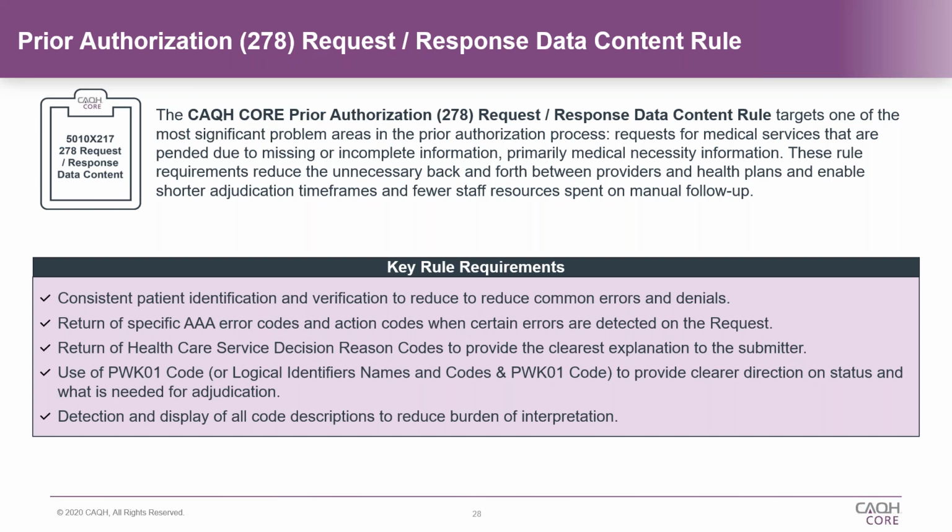So consistent patient identification, specific AAA error codes for certain scenarios, as well as returning service decision reasoning codes to make sure that the provider gets the easiest, most clear messaging back so they can make corrections. They can resolve that pend that has come back from the health plan. It makes it much easier for the provider to implement that business process. And also, we mentioned the LOINC codes as well as the status for the adjudication. All these are really, really important for that messaging back to the provider. We go on to the next slide.